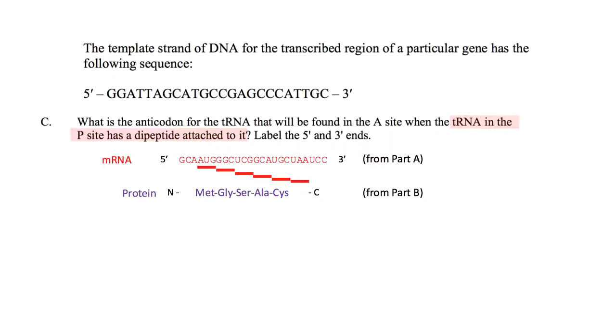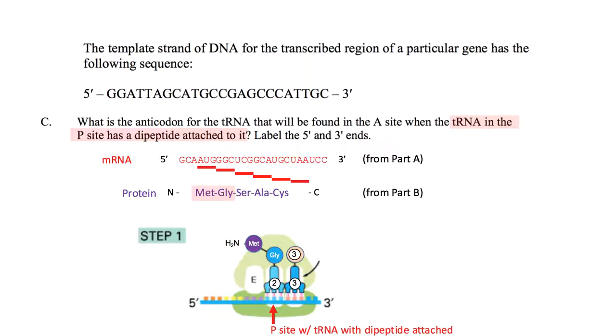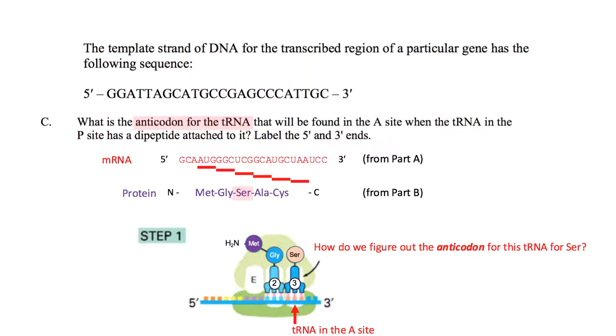So let's modify the diagram from lecture to look at this. We want to consider the case where the ribosome has a tRNA in the P site with the first 2 amino acids of our protein from part B already attached to it. In other words, methionine and glycine. At that point, with the methionine and glycine dipeptide in the P site, we want to know what the tRNA newly arrived in the A site will be. Well, it must carry the next amino acid in line from the protein in part B, so it must be the tRNA for serine. But then, how do we figure out the 3' to 5' anticodon of this tRNA?